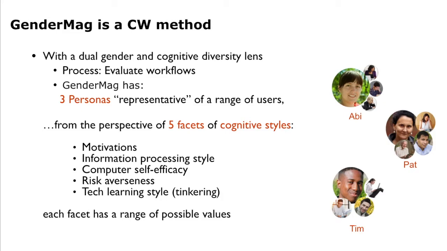GenderMag is a cognitive walkthrough method with a dual gender and cognitive diversity lens. The GenderMag method has 3 personas representative of a range of users, from the perspective of 5 facets of cognitive styles: motivations, information processing style, computer self-efficacy, risk aversiveness, and learning style. Example, tinkering. Each facet has a range of possible values. On the right side, we can see the 3 personas. So we have the Abby persona at one extremity, and the Tim persona is at the other end of the spectrum, and the Pat persona is in the middle.